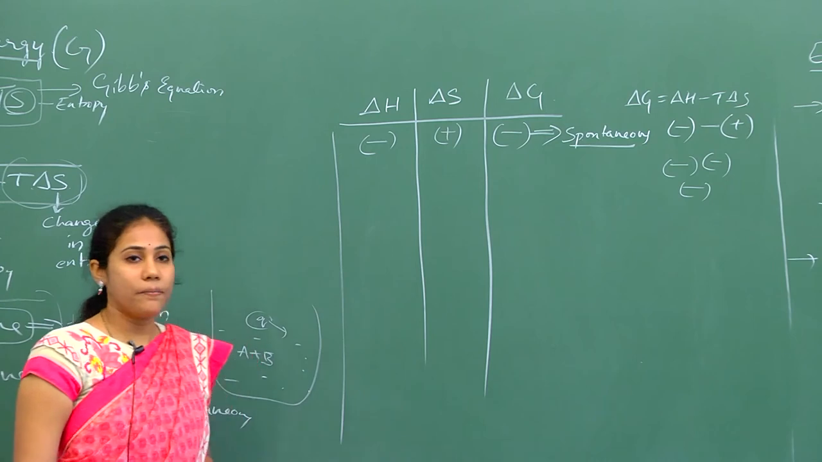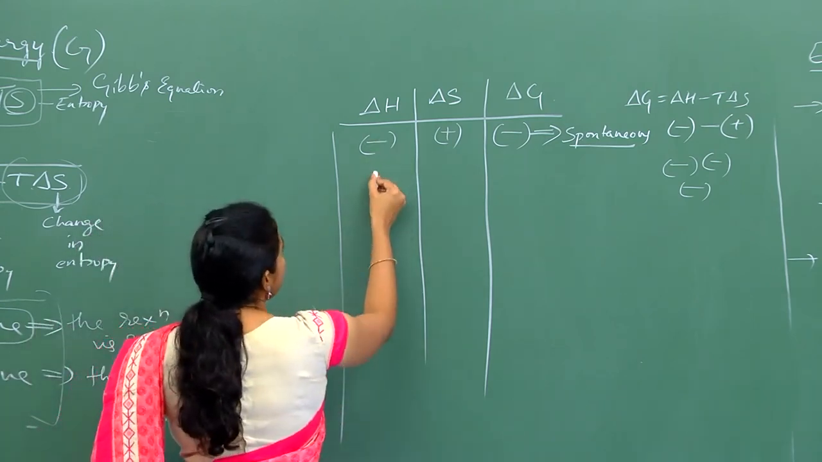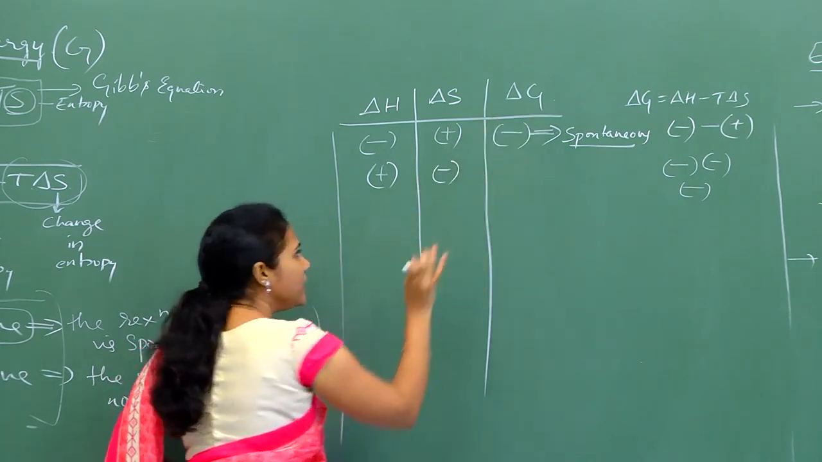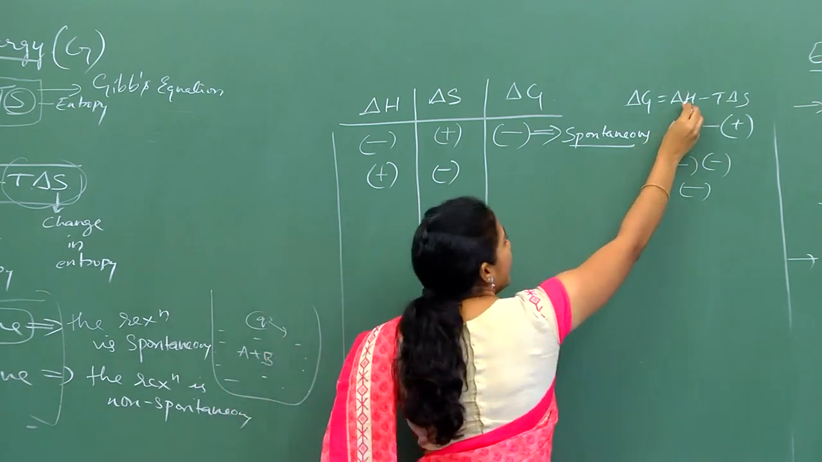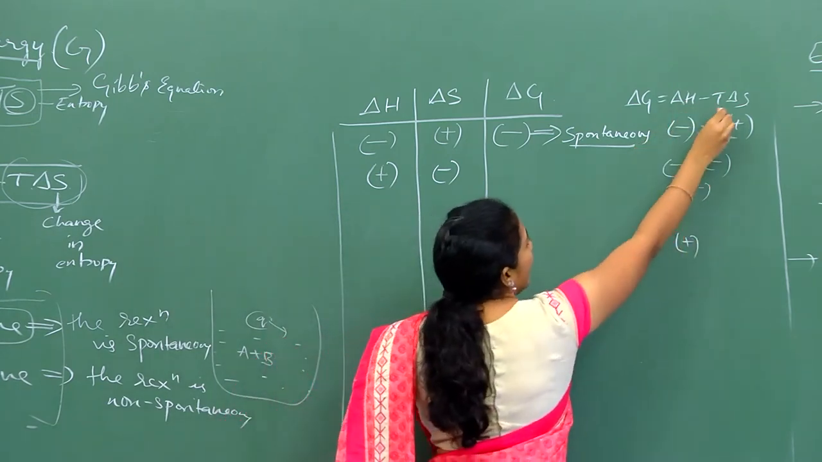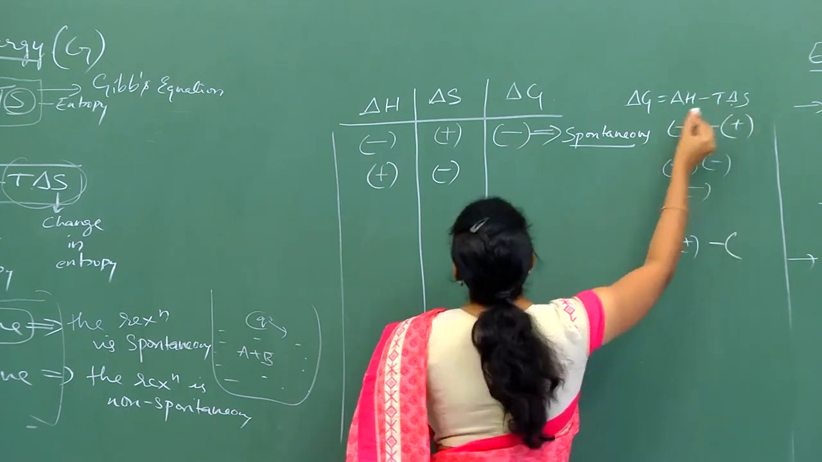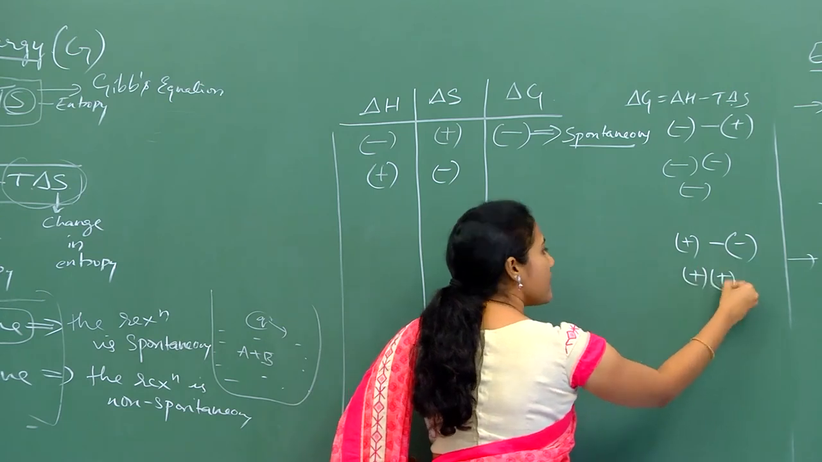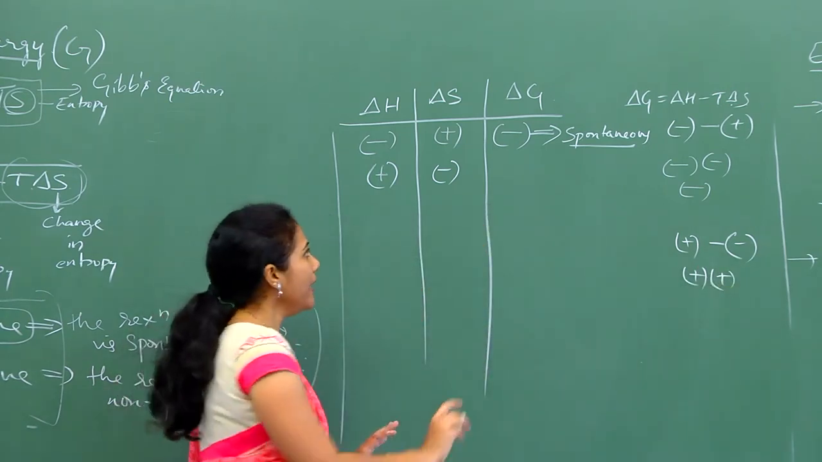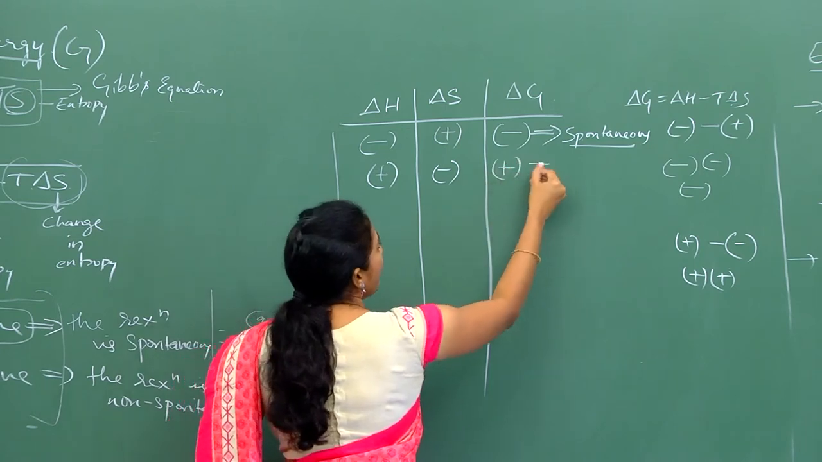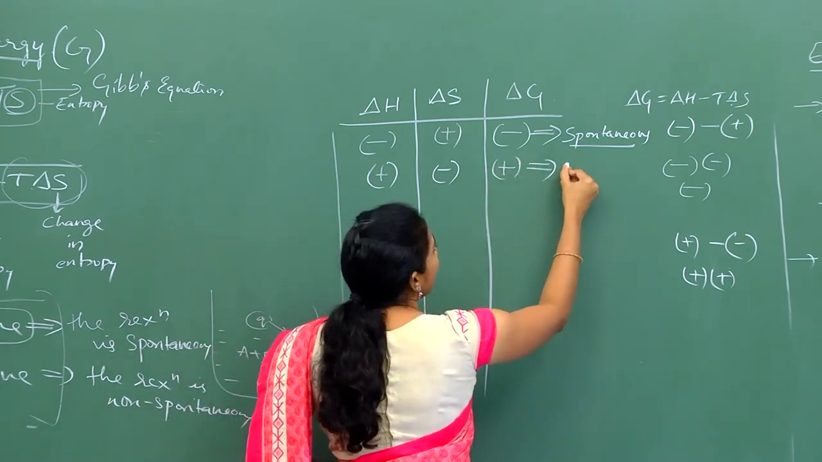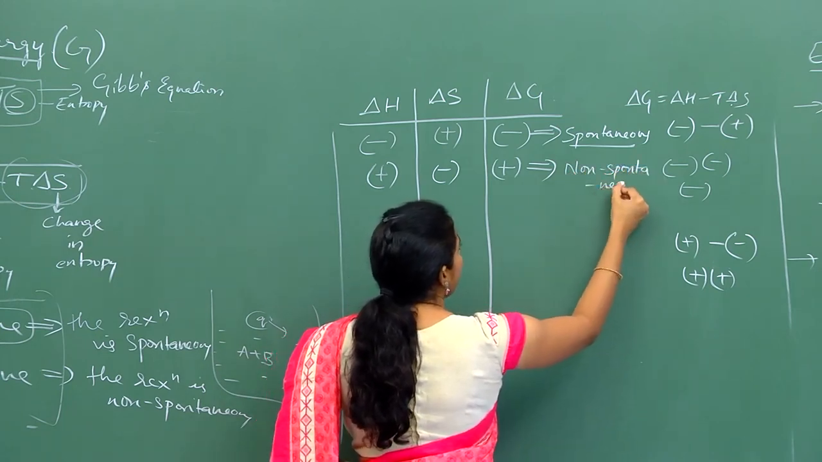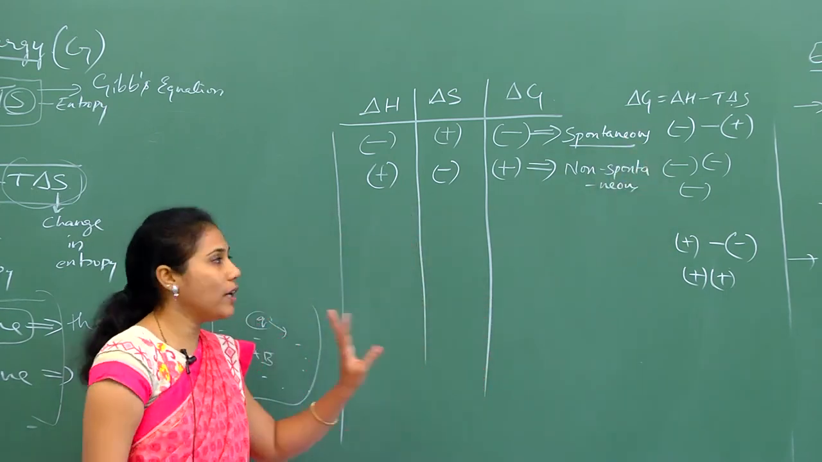Okay. And whenever delta H is positive and delta S is negative, then what value of delta G can you get? See here, delta H positive and delta S negative, then the final answer would be minus into minus plus, some positive value only I will get. Okay. So delta G will be positive, then the reaction is non-spontaneous at all temperatures. Okay, at all temperatures.